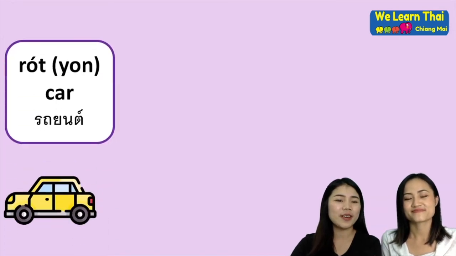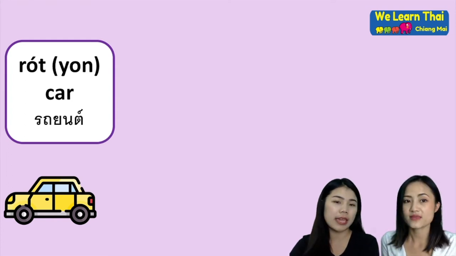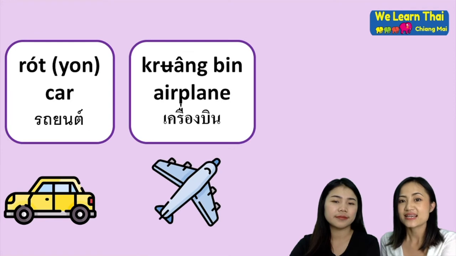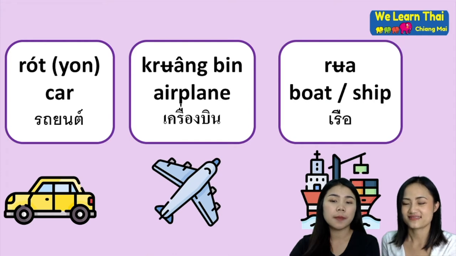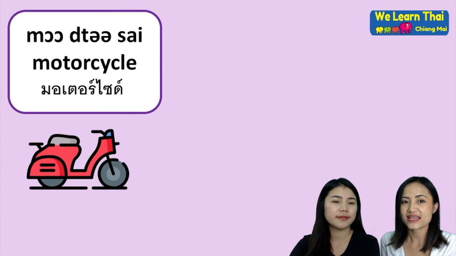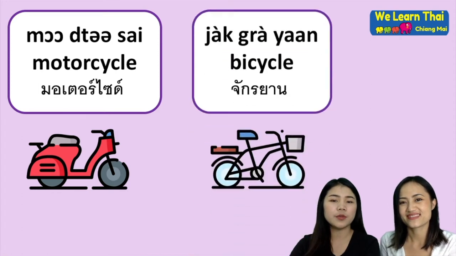Okay, now let's talk about the first vocabulary. รถยนต์, car. Or you can say just รถ, it's okay. Okay, ต่อไปนะคะ เครื่องบิน, airplane. เรือ, boat or ship. ต่อไปนะ มอเตอร์ไซค์, motorcycle, and the next one, จักรยาน, bicycle.